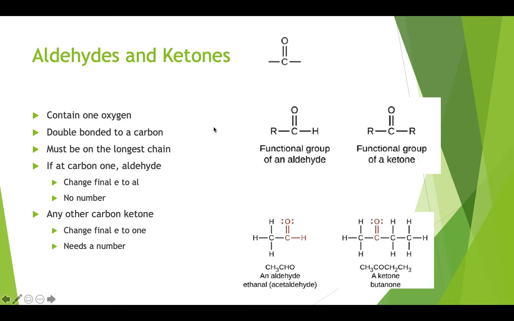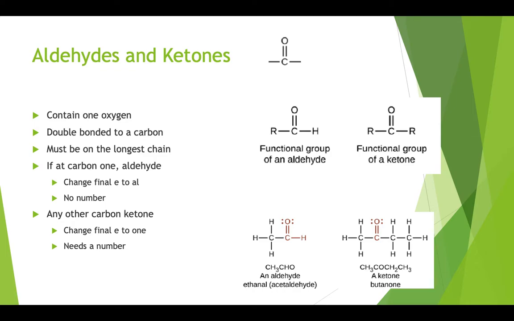So that carbonyl carbon must be in the longest chain. If it's at carbon 1, it's an aldehyde, and we would change the final E to Al. And there's no number attached because when I tell you Al, I'm telling you put it at the end. If it's at any other carbon, it's a ketone, and we change that final E to ONE, and this one would need a number.